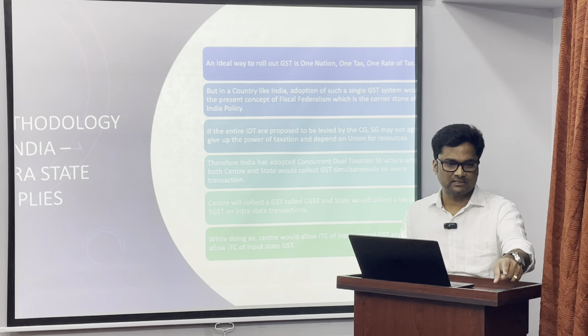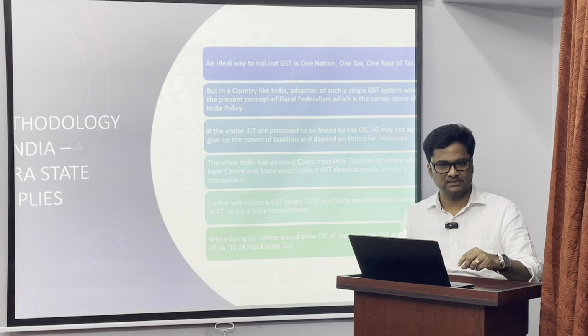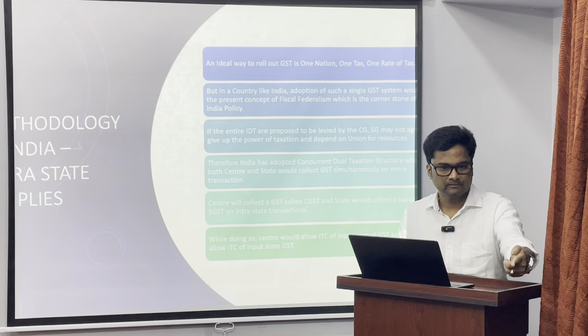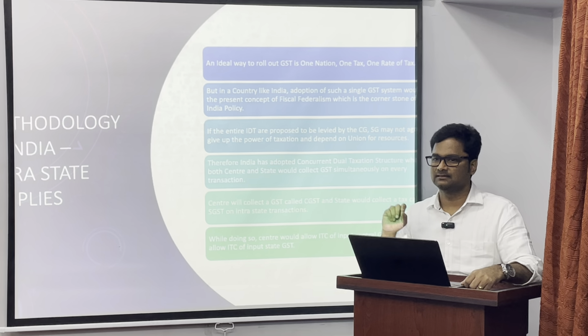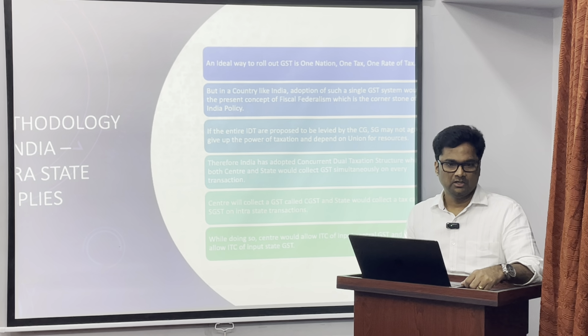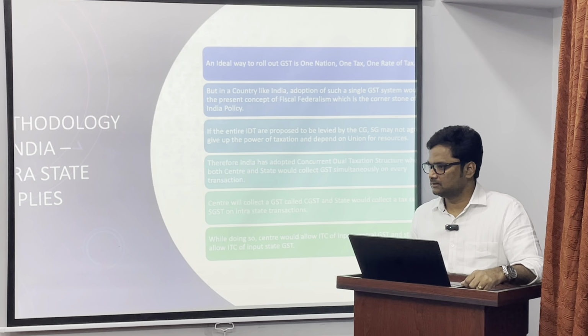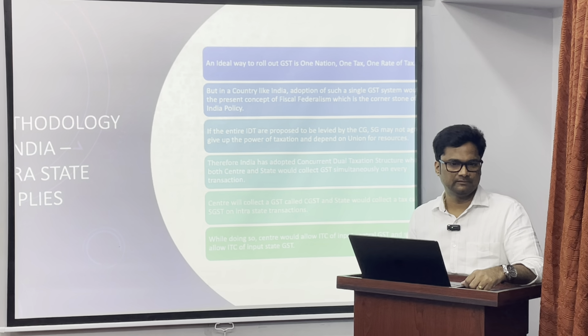Since this 9% is collected by the state government, it is called state GST. That is how SGST has come. You are reading now, SGST. So why is this called SGST? Because this GST is collected by the state. Since the central government is collecting the other portion, it is called CGST. Okay. So every intrastate supply will attract two types of GST.